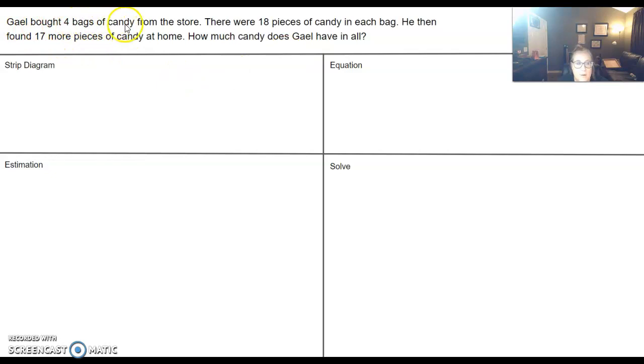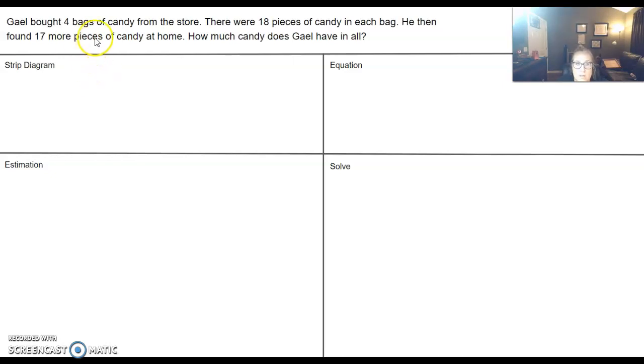Gael bought 4 bags of candy from the store. There were 18 pieces of candy in each bag. He then found 17 more pieces of candy at home. How much candy does Gael have in all? So this time I'm looking at it and I know that he has 4 bags of candy. There are 18 pieces of candy in each bag. And then once he gets home, he finds 17 more pieces of candy. So this is my, drum roll please, my two-step problem.